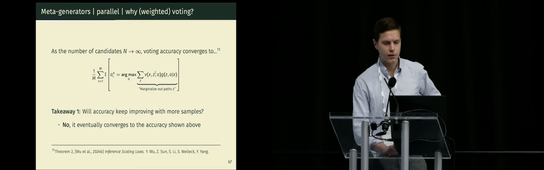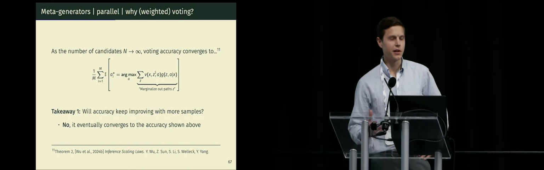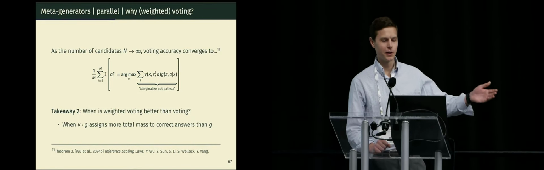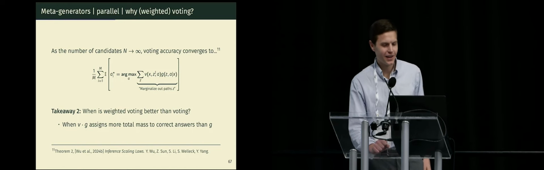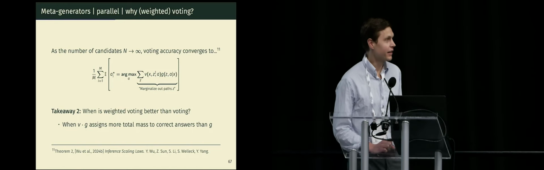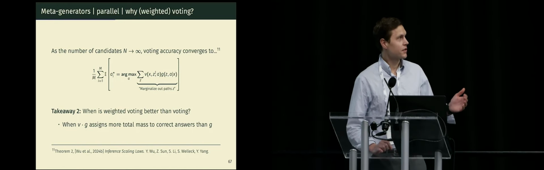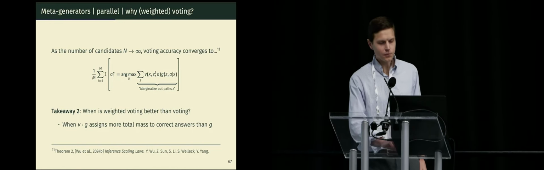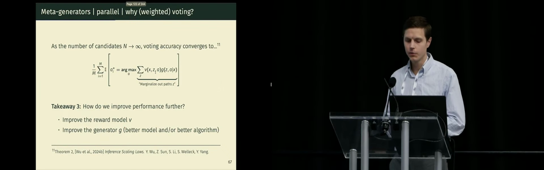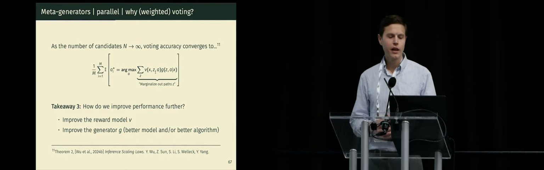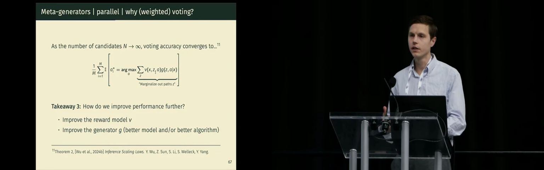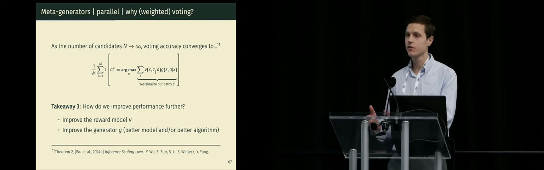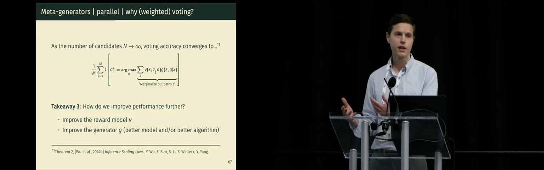You can also stare at this for a bit and get three nice takeaways. One question is, if we keep generating more and more, will we solve everything? In general, unfortunately not, because this result is basically saying we'll converge to the accuracy that's shown here. Second, you can see when weighted voting is better than voting. It's essentially when your reward model is slightly better than your generator at assigning mass to solutions that have correct answers.